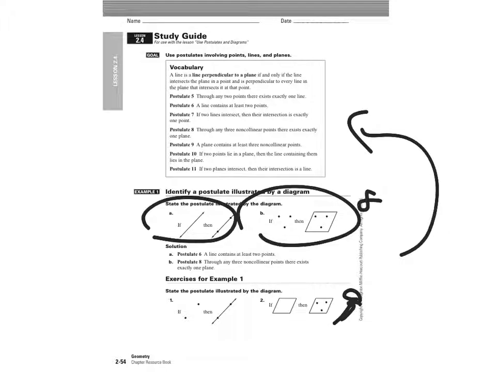Yeah. So the ninth one says a plane contains at least 3 non-collinear points. So number 2 here, it's starting out with a plane, and then in the plane there are the 3 non-collinear points. Can you do an example of... I'll get there in a minute. Okay, so know the postulates, be able to identify them from a diagram.